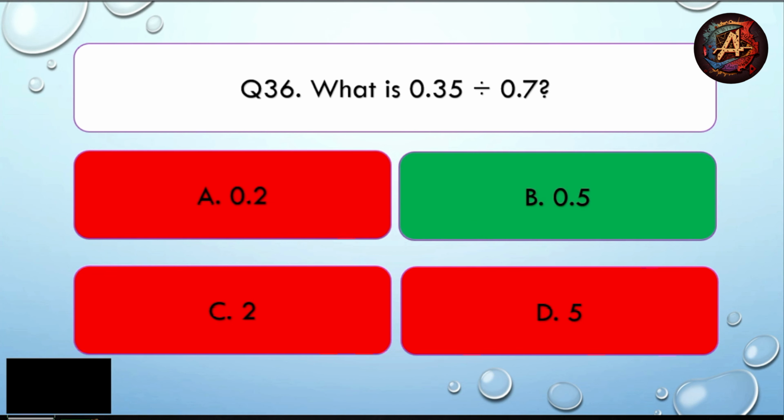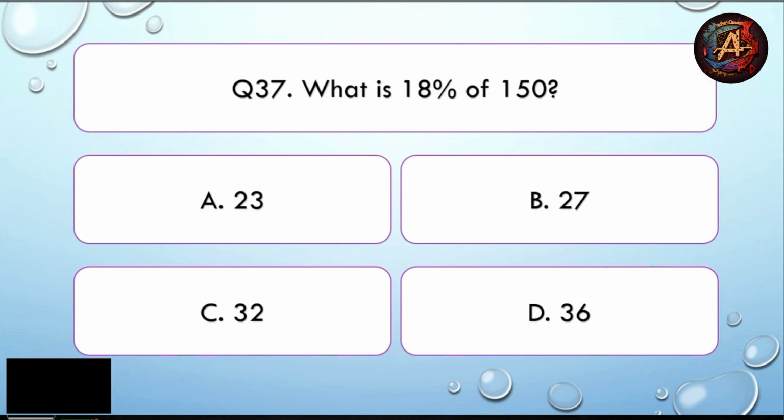Now let us go to question number 37. What is 18% of 150? Is it A, 23, B, 27, C, 32, or letter D, 36? I'll give you 5 seconds.